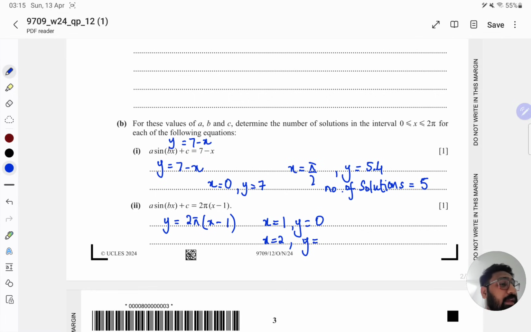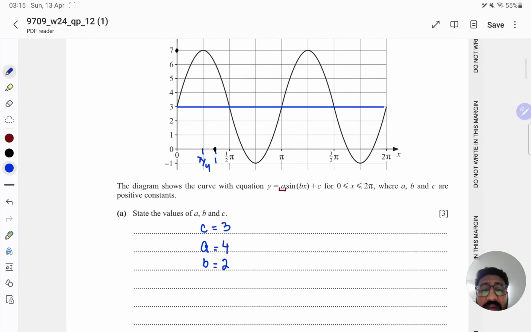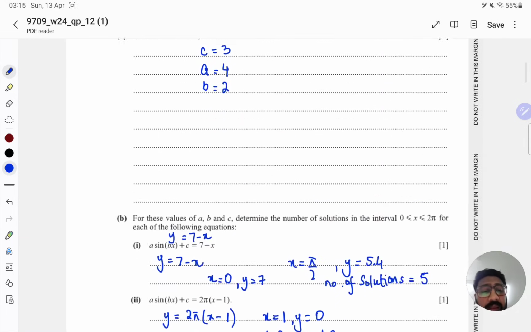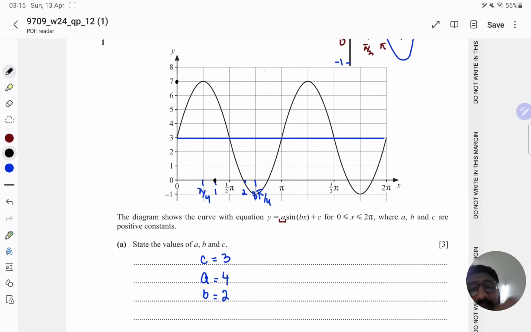So 2 pi is basically 6.2. So x as 2. Let me see where we have the value of x being 2. This is 3 pi by 4. Let's see, 3 pi by 4 is basically 2.35, and that is 1 point something. So 2 lies somewhere over here in the middle of this, and the value on the y-axis is 6.2. So 6.2 lies here. So this is the other point that I have.